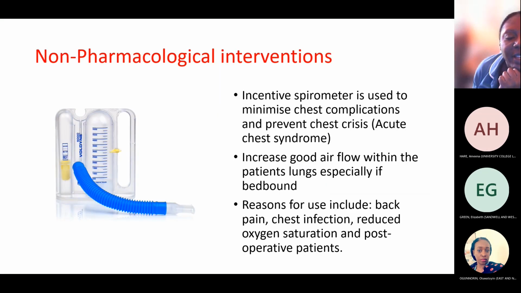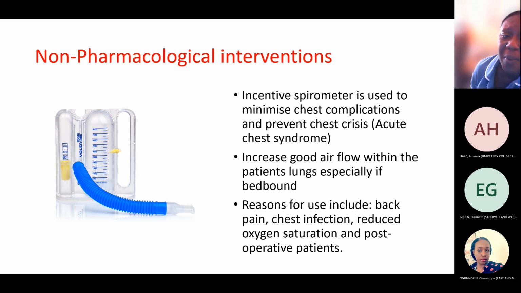Apart from pain medication, the other thing we need to know as nurses is that when we're managing pain in sickle cell patients, it's not only the medications that we give, it's also important that we use non-pharmacological interventions. I know that Chris talked in his earlier teaching about the incentive spirometer. This is mostly used to minimize chest complications and prevent chest crisis. It's used very well for patients who have acute chest syndrome or a chest crisis. They have to blow into this machine about 10 breaths every hour, or 10 breaths every 1 to 2 hours.